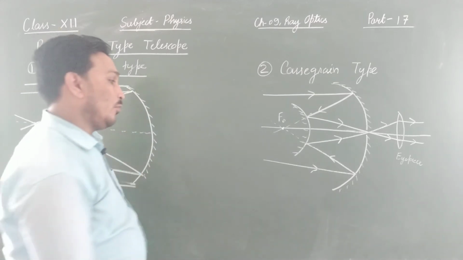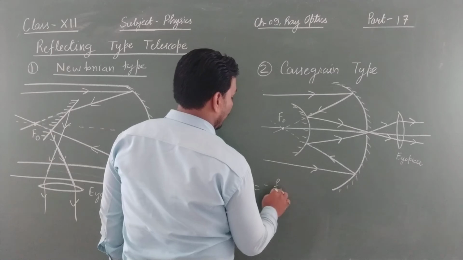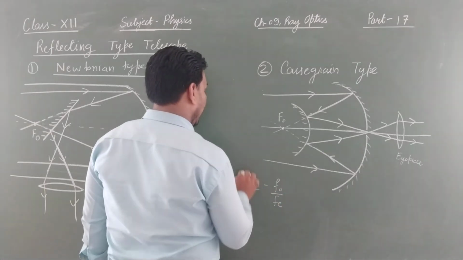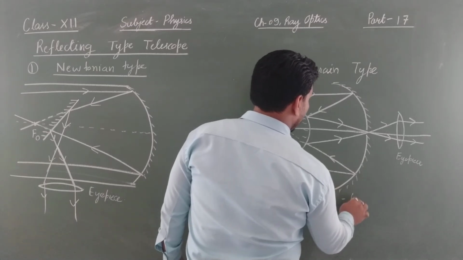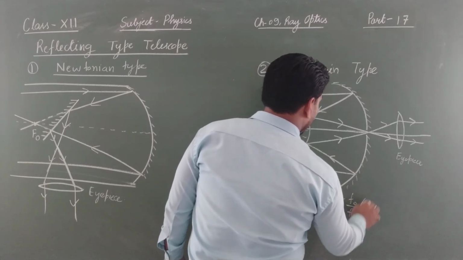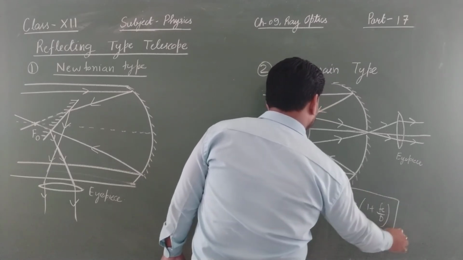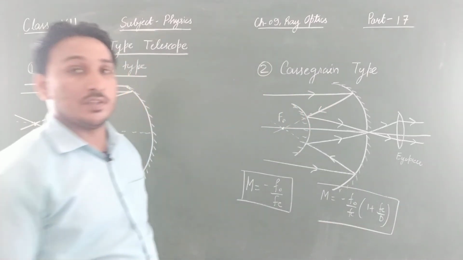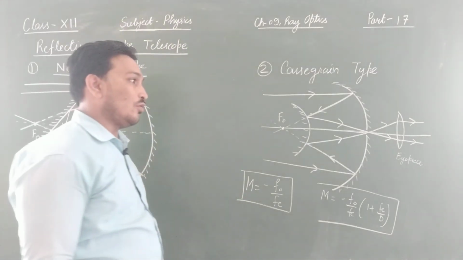The formula for magnifying power will remain the same. Capital M is equal to minus FO upon FE if the final image is formed at infinity, and capital M is equal to minus FO upon FE times (1 plus FE upon D) if the final image is formed at the least distance of distinct vision. Okay, so this was all about telescopes.